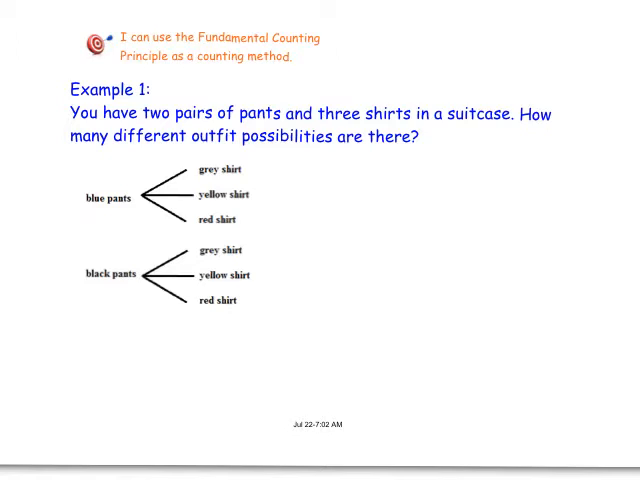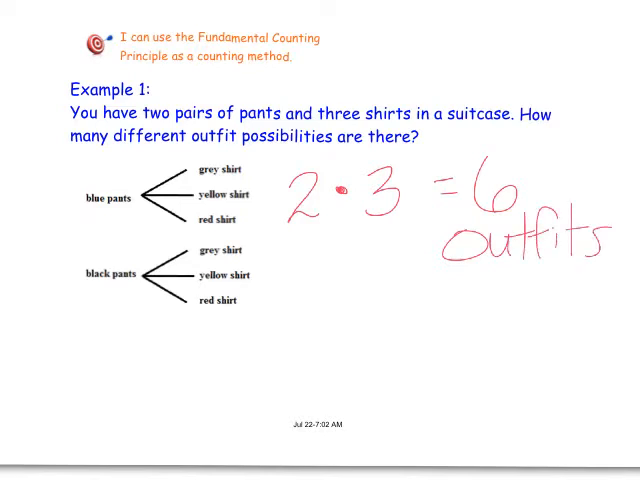Well, the fundamental counting principle says that if you take your possibilities, 2 pairs of pants and 3 different shirts, and you multiply the possibilities, you will get the total number of outfits, or the total number of items that are to be counted. So here we have 6 total outfits. So the fundamental counting principle is a shortcut for counting a bunch of items through the use of multiplication.